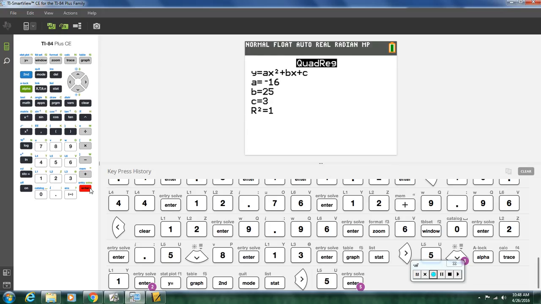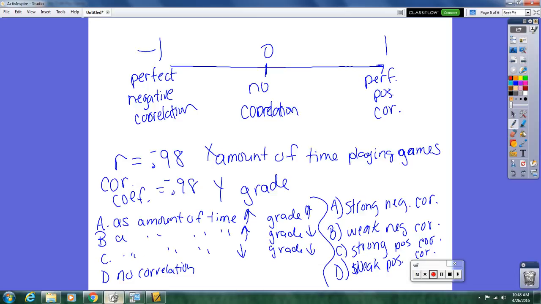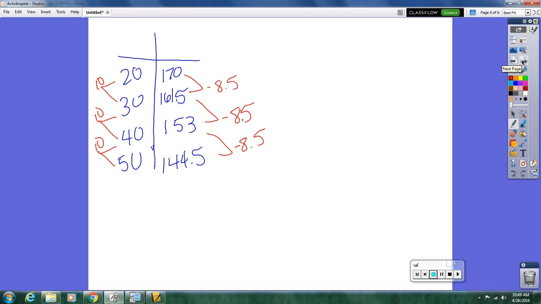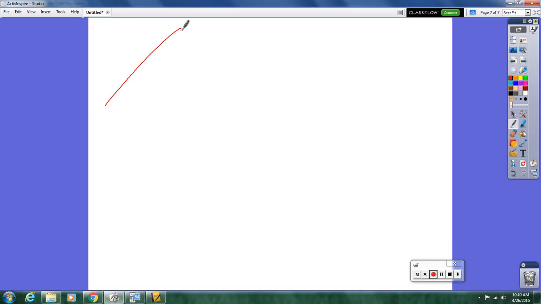Why would it not be a positive or a negative correlation on the quadratic? Look back at my description, think about this. A negative correlation, as one goes up, the other goes down, right? Well, what happens on a quadratic? Like on a line, as one goes up, the other goes up, or as one goes down, the other goes down. On an exponential, as one goes up, the other one goes up. As one goes down, the other one goes up. What happens on a quadratic, though?